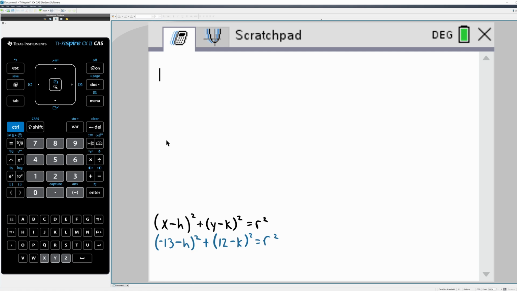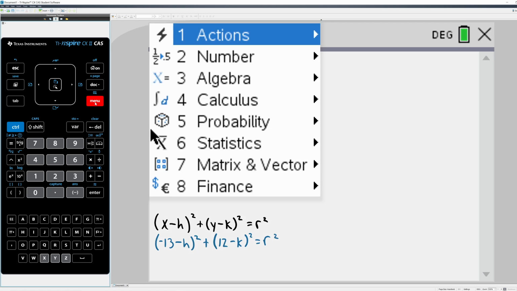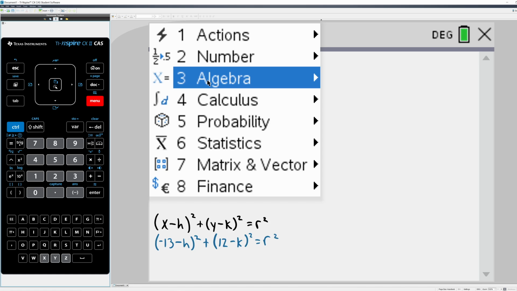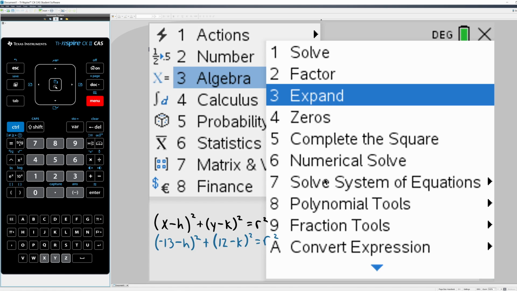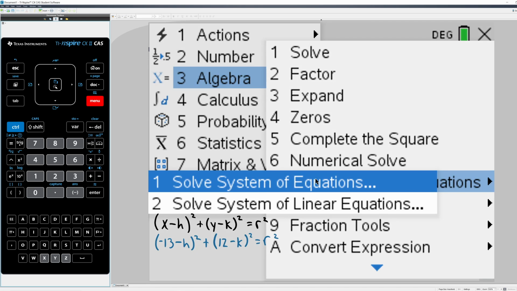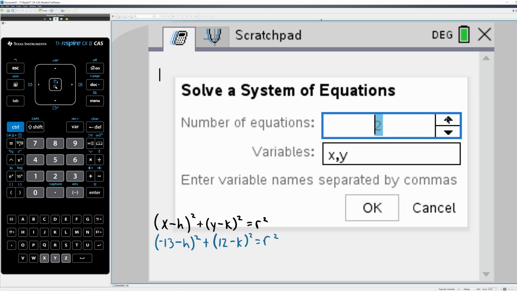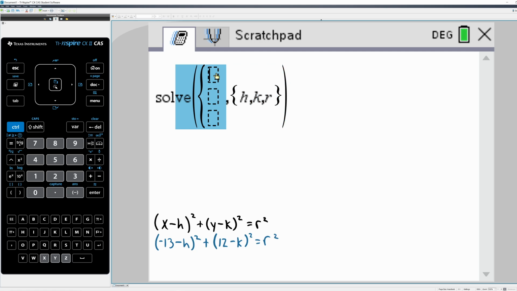So to solve a system of equations in the calculator: menu, algebra, solve system of equations, and this is not a linear system. You cannot choose option 2. This is a quadratic system. So we solve system of equations. I have 3 equations, and since your calculator will support it, go ahead and change the variable names to h, k, and r. There's no reason what we see shouldn't match what we write. And then the calculator has this really nice template where you can just type your equations.